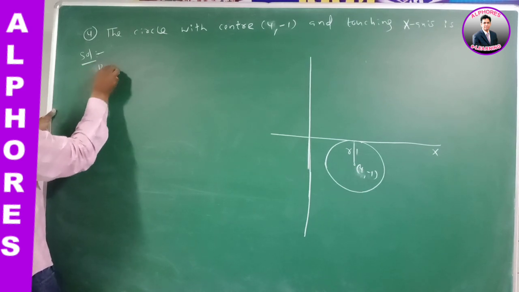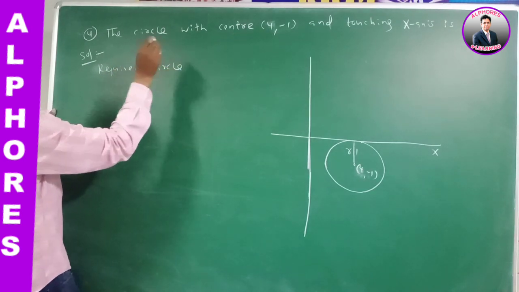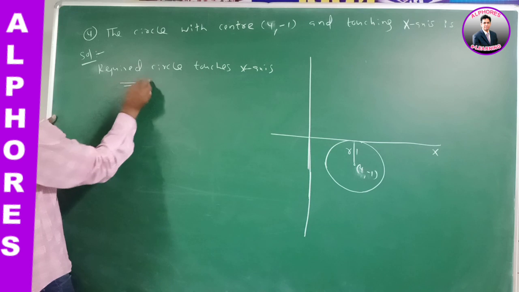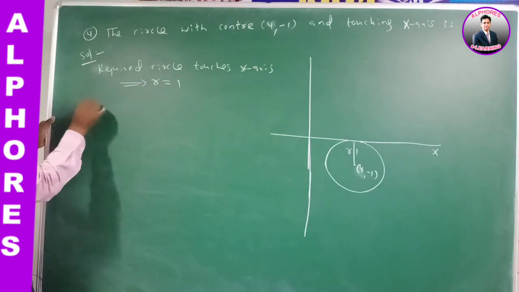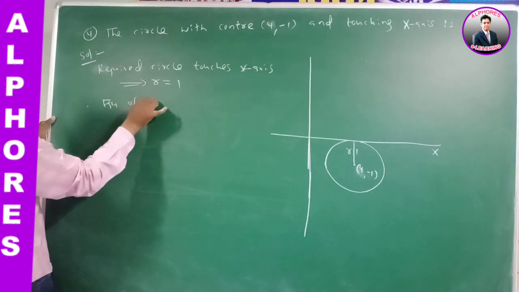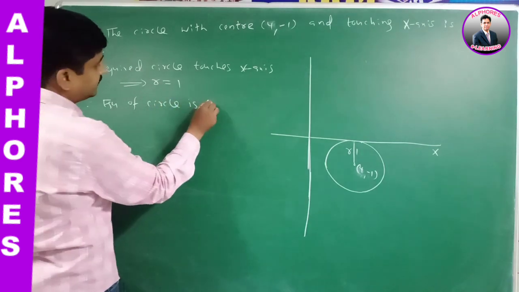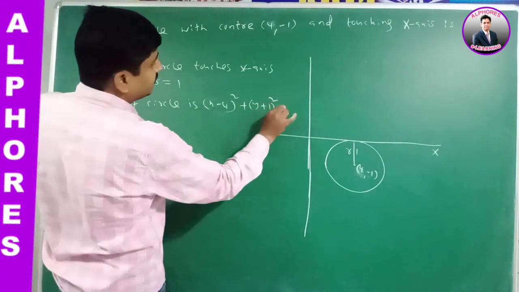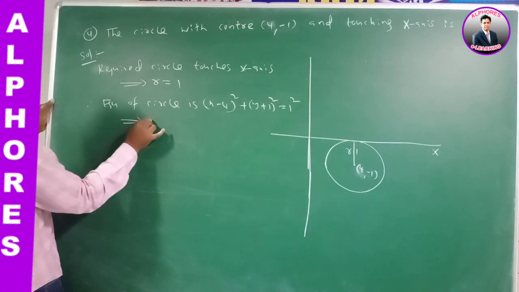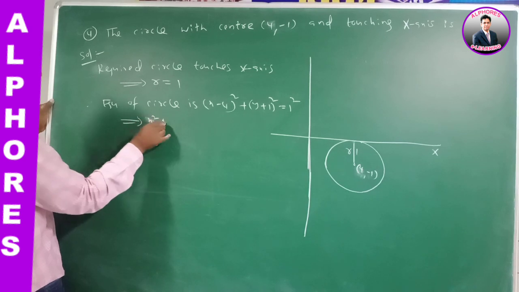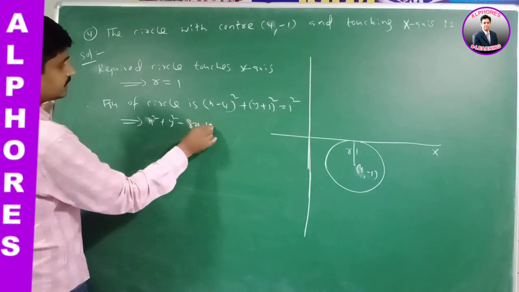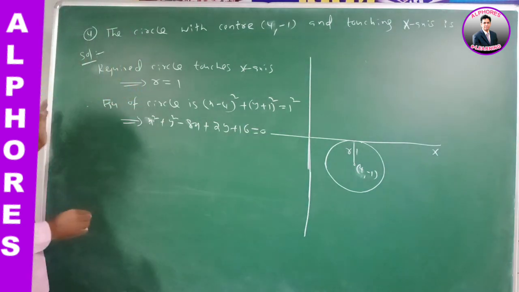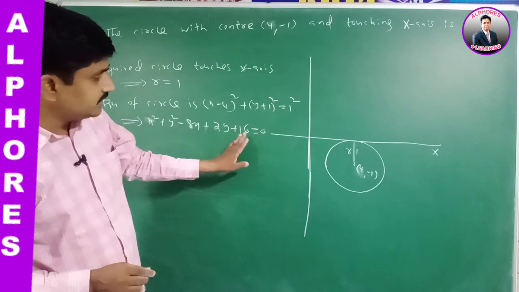Right, here the radius of the circle. The required circle touches x-axis, which implies r equal to 1. Therefore, the equation of the circle with center 4 comma minus 1 is x minus 4 whole square plus y plus 1 whole square equal to 1 square, which implies x square plus y square minus 8x plus 2y, plus 16 plus 1 cancel, plus 16 equal to 0. So x square plus y square minus 8x plus 2y plus 16 equal to 0 is the required circle.